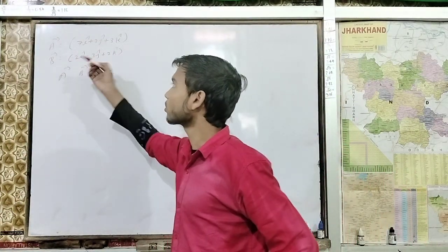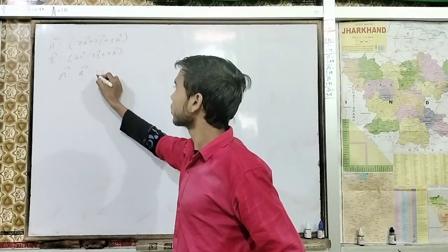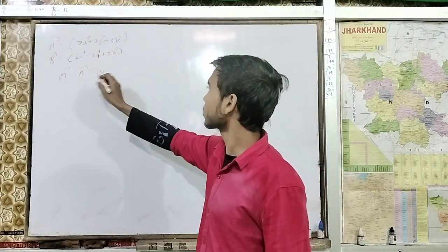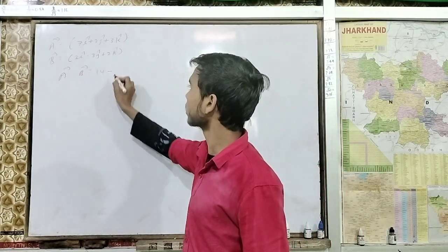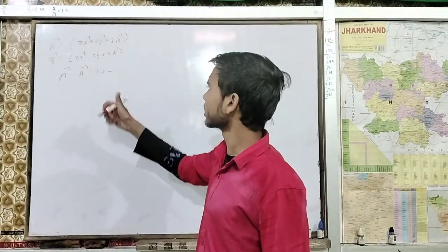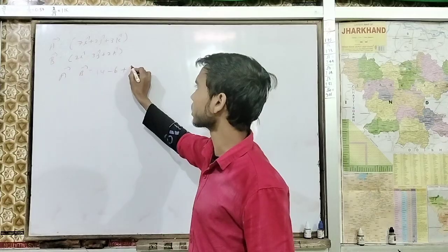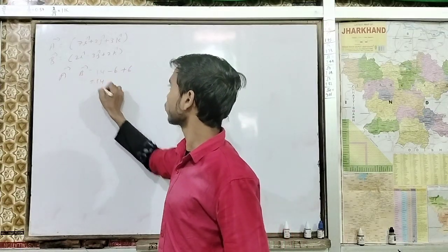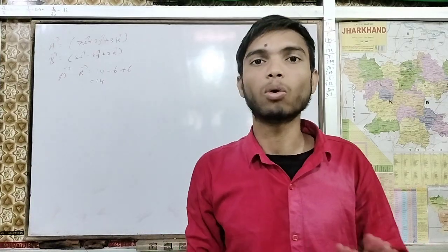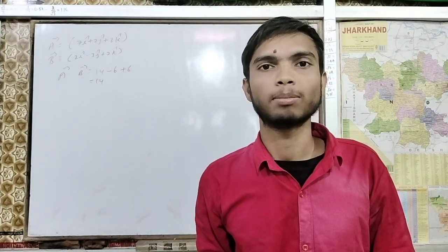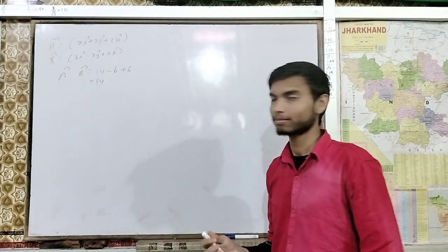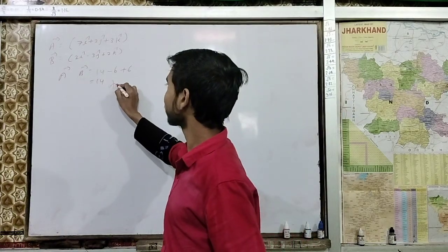So 7 into 2 is 14, and i cap into i cap will be 1. Plus minus minus. Okay, 2 3 is a 6. So you are getting 14. 14 is the magnitude. Right now, we don't have direction because we are using dot product. Clear? So this is your answer.